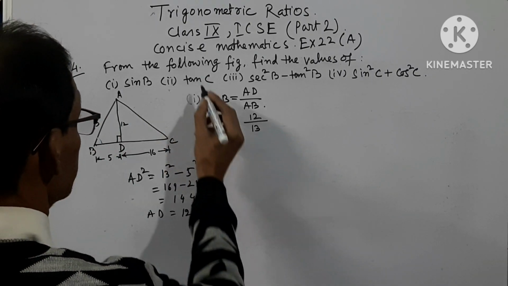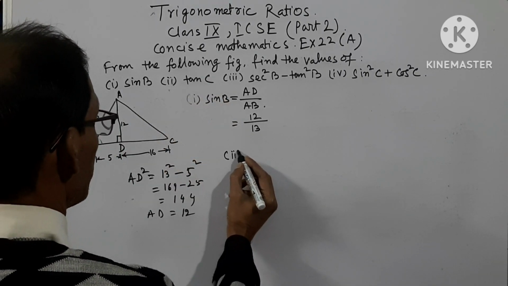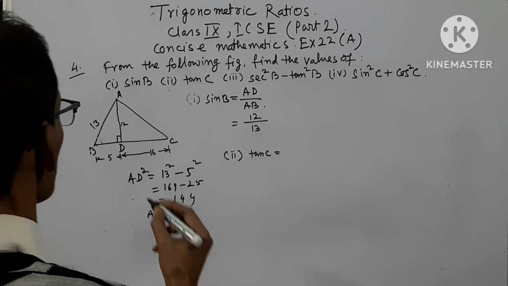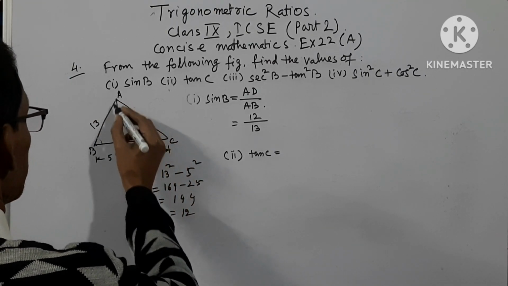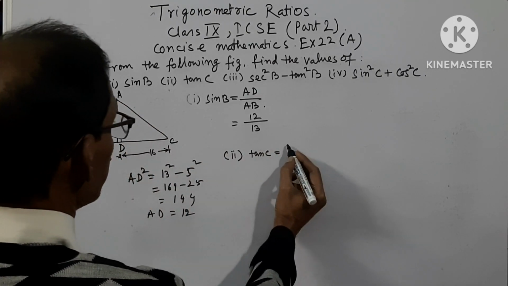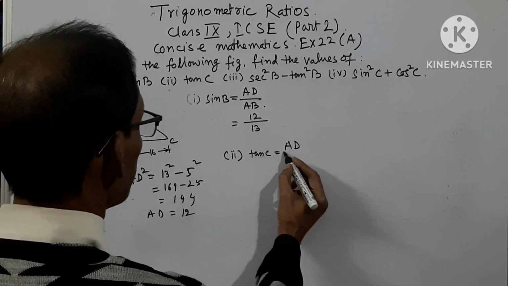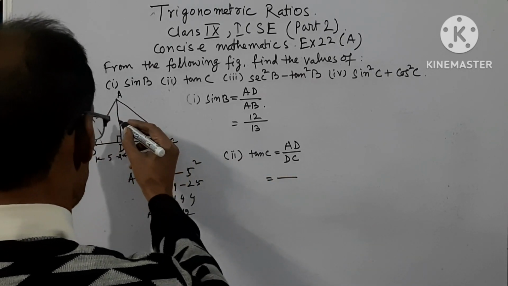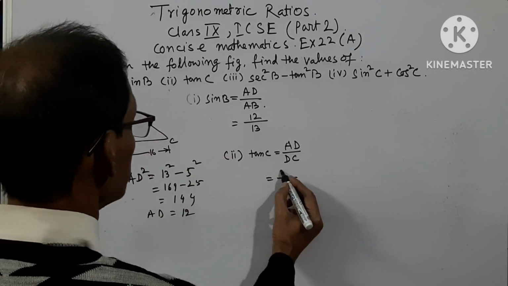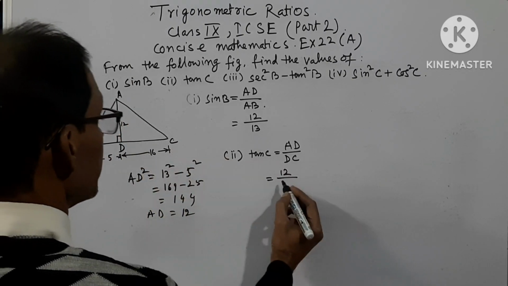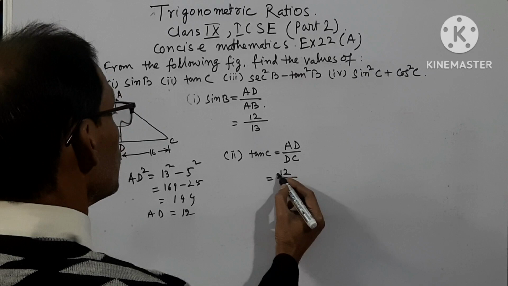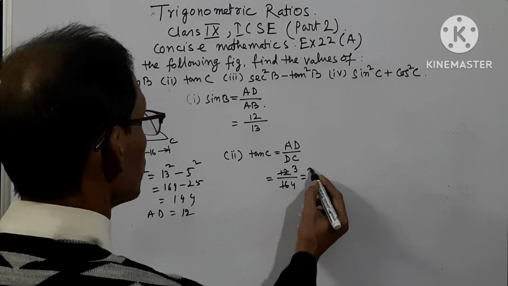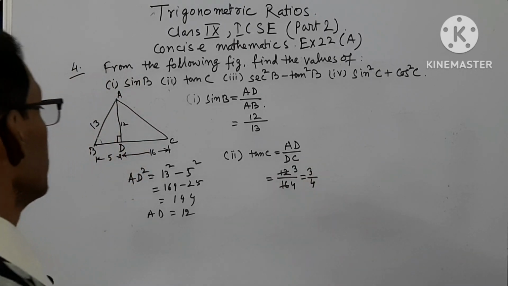Second, tan C. You have to find tan C. Tan C equal to, tan C in this triangle ADC, AD by DC. AD is given, you have found out AD 12, and DC is given 16. So you simplify, 4 3s are 4 4s are. Tan C equal to 3 by 4. That is the tan C.